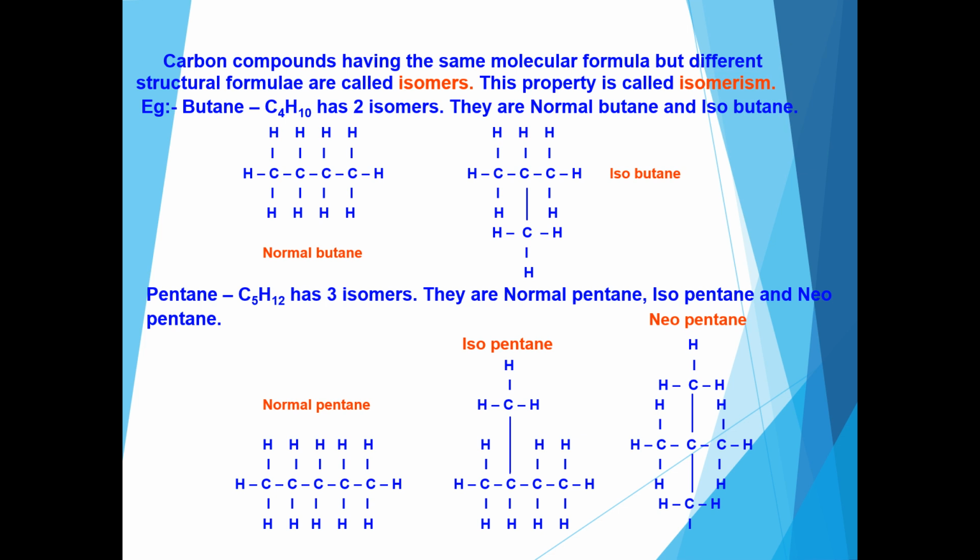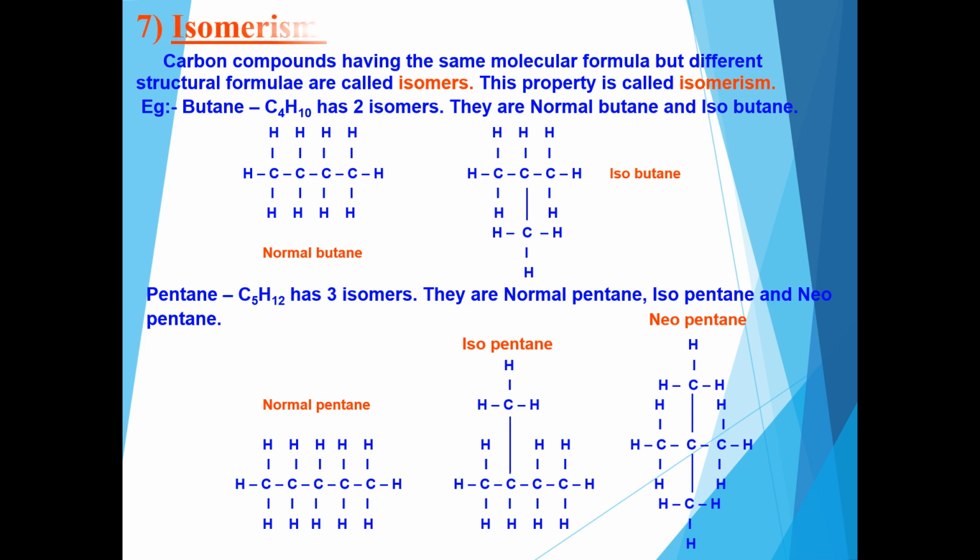While in isopentane, one of the carbon atoms will go branching. See, you can see in this diagram at the second position there is branching. Branching is done with one carbon. And in neopentane, 2 carbon atoms you can see are branched. At the second position, 2 carbon atoms are attached. So this is an example of neopentane.